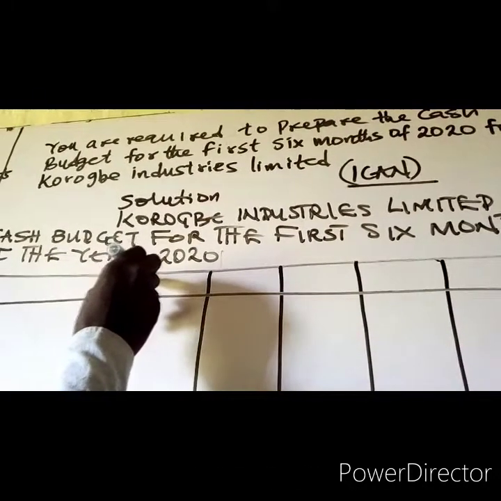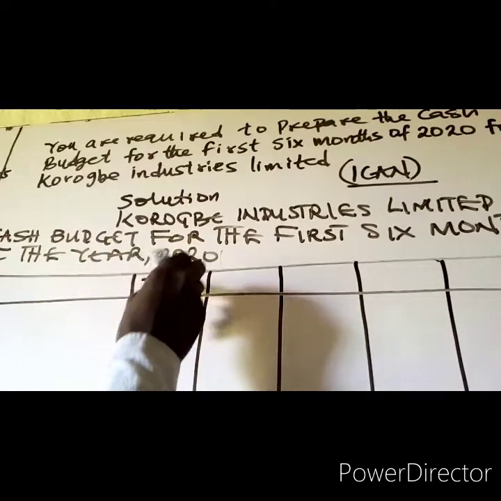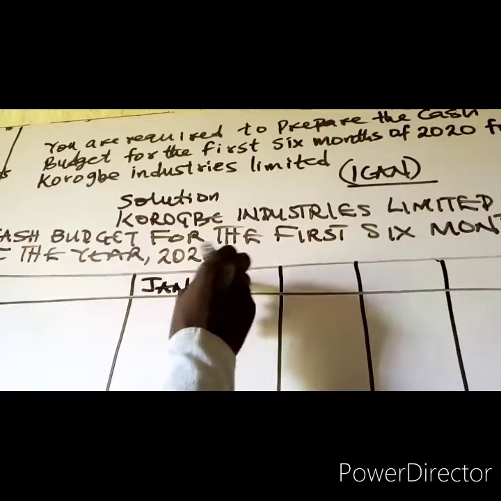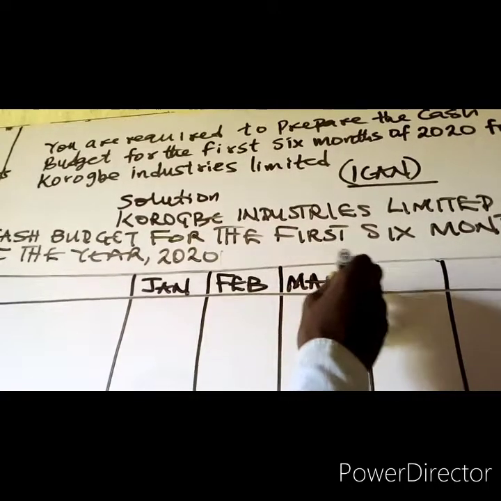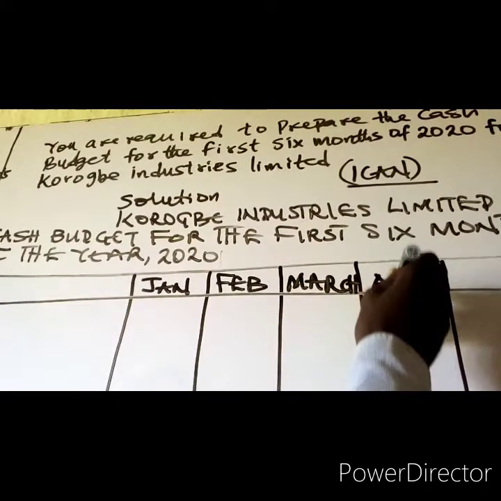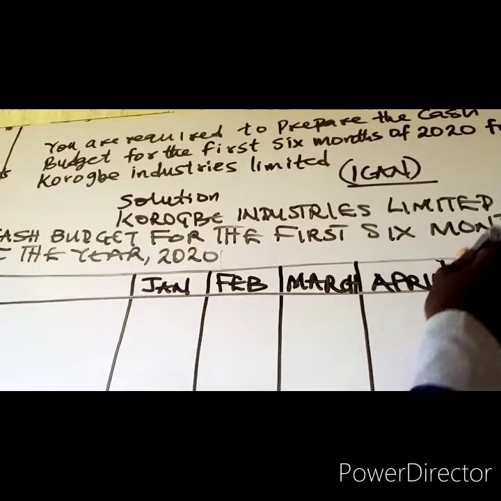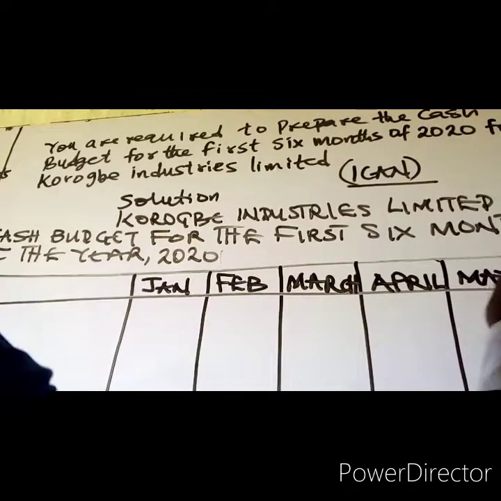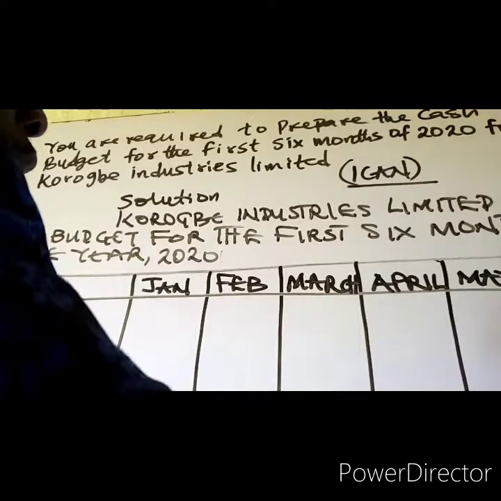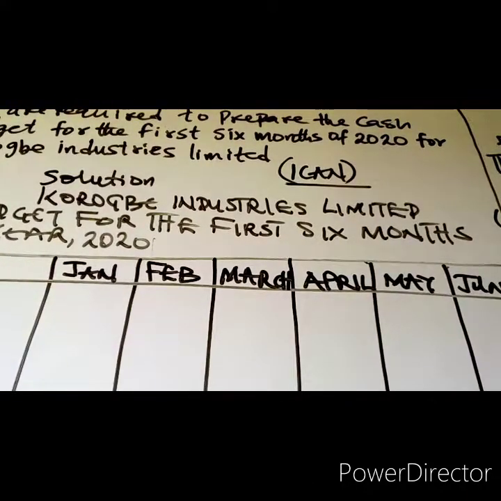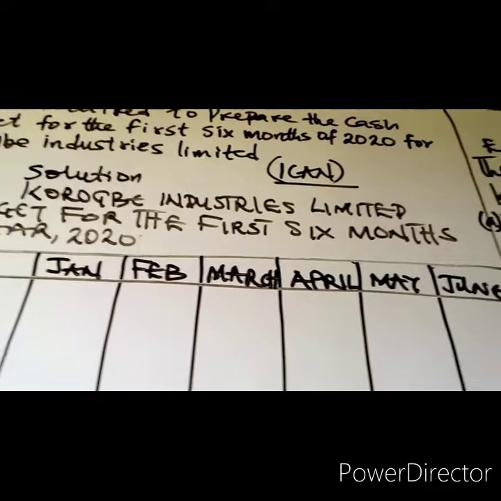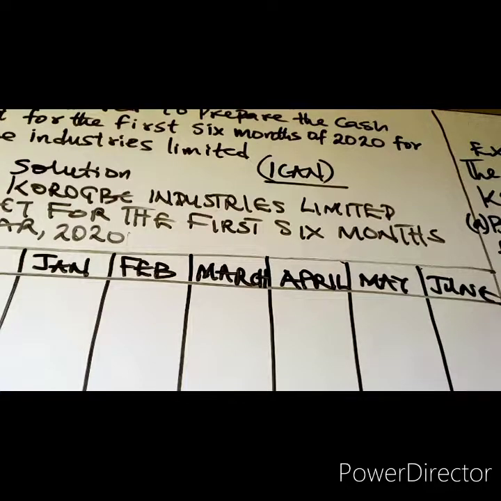We have January, February, we have March, we have April, May, and June. You may also include the column for total.